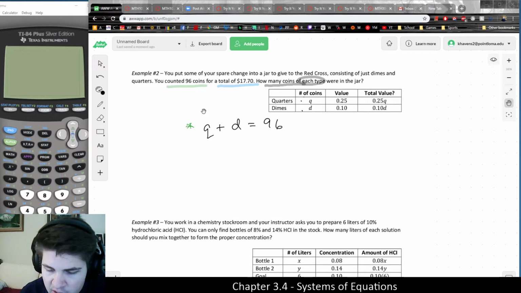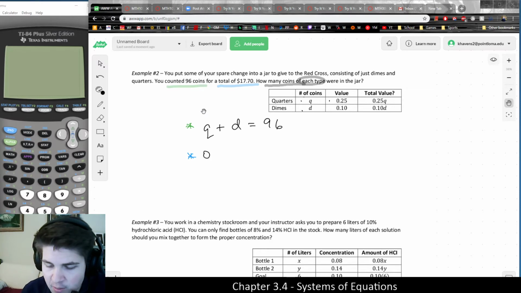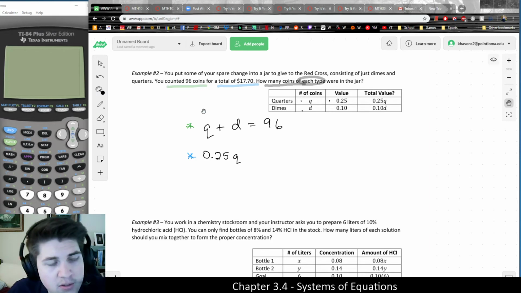Now the second equation, I'm going to call it the value equation, but it's going to reflect how much each quarter is valued at, and how that reflects to a total cost. Since we obviously know a quarter is valued at 25 cents, basically that would amount to 0.25Q. That would give me the total value of all the quarters that I have. So say for example I have 4 quarters. That's going to be worth $1 because that would be 4 times 25 cents.